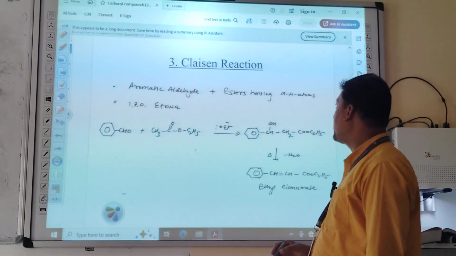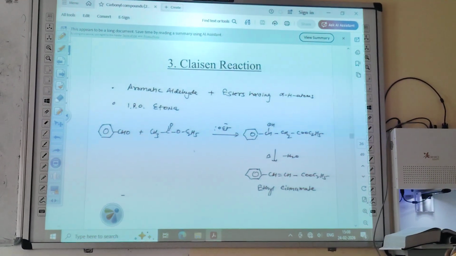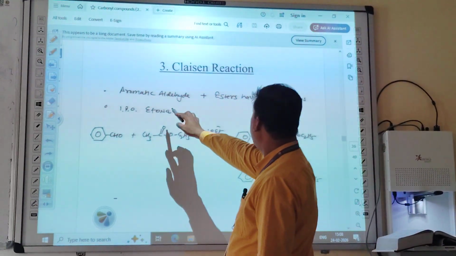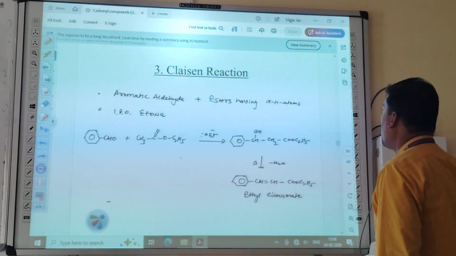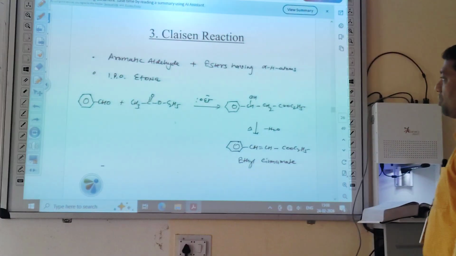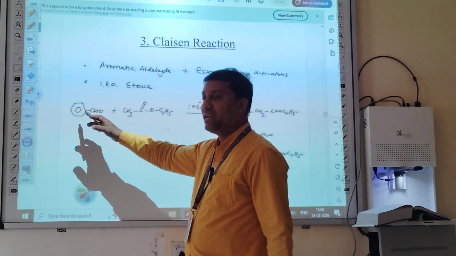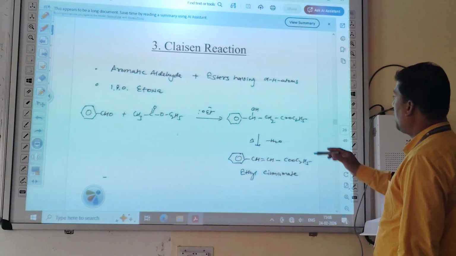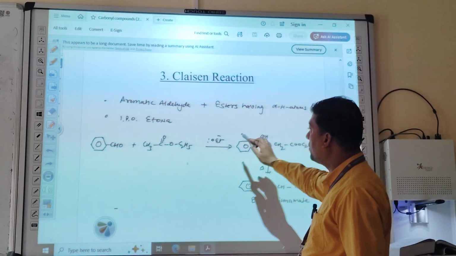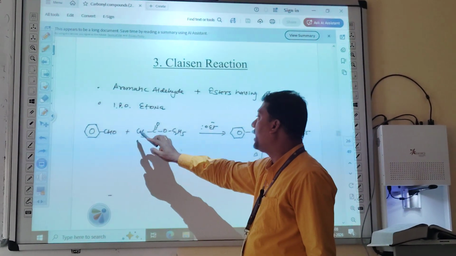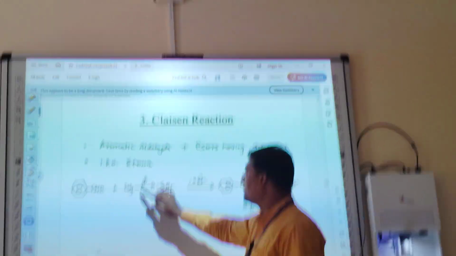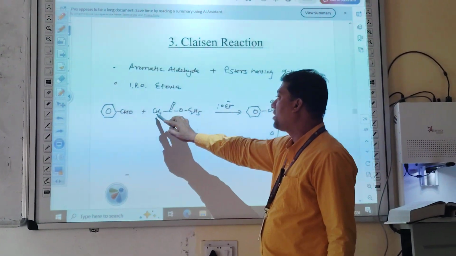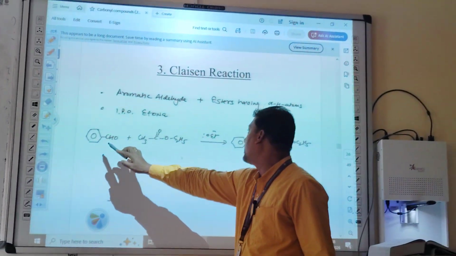Then the Claisen reaction. In the Claisen reaction, what happens? One is an aromatic aldehyde plus an ester having alpha hydrogen atom. This is the aromatic aldehyde, benzaldehyde, and this is an ester. Esters have alpha hydrogen atom. Here, the methyl group contains alpha hydrogen. This is a ketone. This is an ester, and it contains the alpha hydrogen atom, while benzaldehyde does not contain any alpha hydrogen atom.